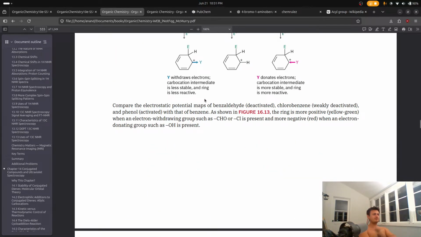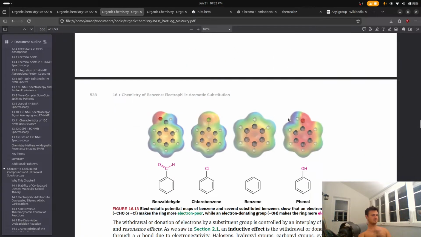Compare the electrostatic maps of benzaldehyde, which is deactivated, chlorobenzene, which is weakly deactivated, and phenol, which is activated, with that of benzene. The ring is more positive, yellow-green, when an electron withdrawing group such as CHO is present, and more negative, red, when an electron donating group is present.